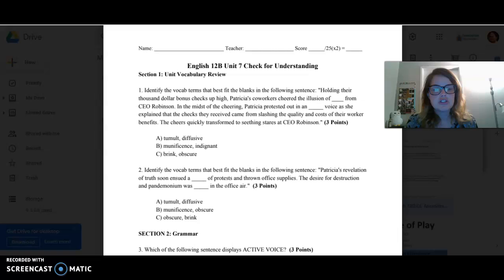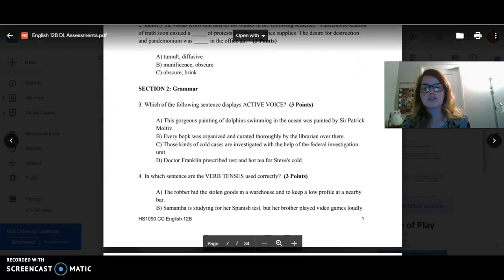12. Patricia's revelation of truth soon ensued a blank of protests and thrown office supplies. The desire for destruction and pandemonium was blank in the office air. So A, tumult and diffusive, B, munificence and obscure, and then C, obscure and brink. So that's just the vocab for Unit 7. Next we go into grammar.